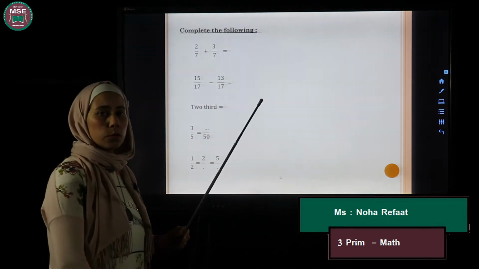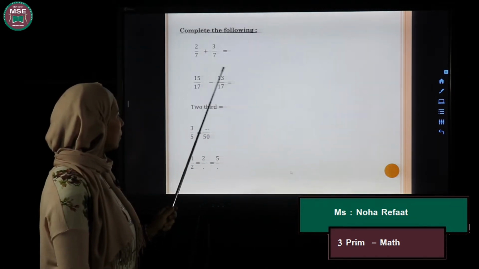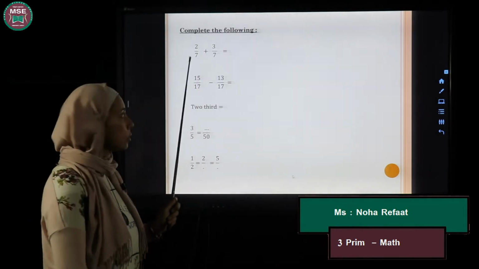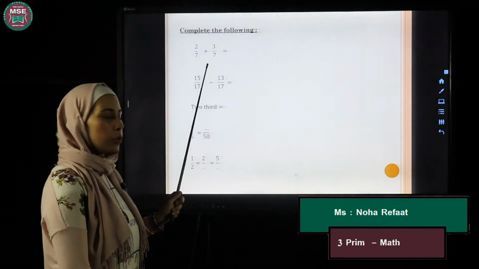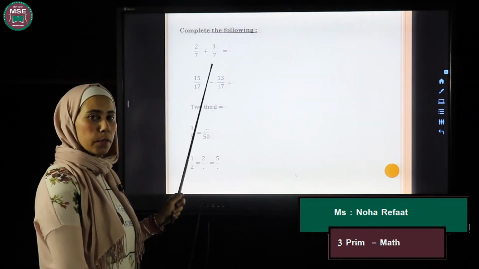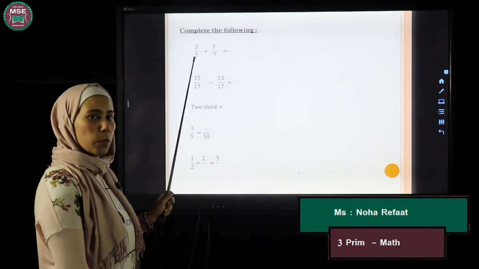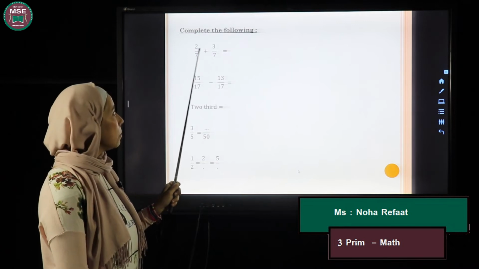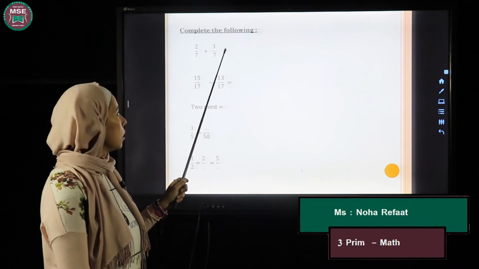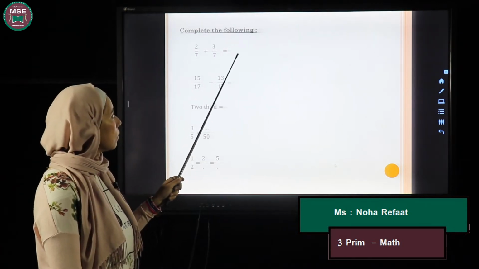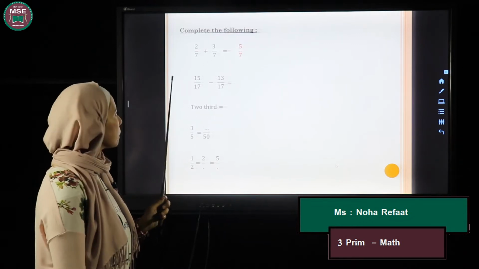Here we are going to the fractions. When we add or subtract or compare fractions, we have to be sure that the denominators are the same. Here we have 2 sevenths plus 3 sevenths. We have to keep the denominator and add only the numerators. So 2 sevenths plus 3 sevenths equals 5 sevenths.